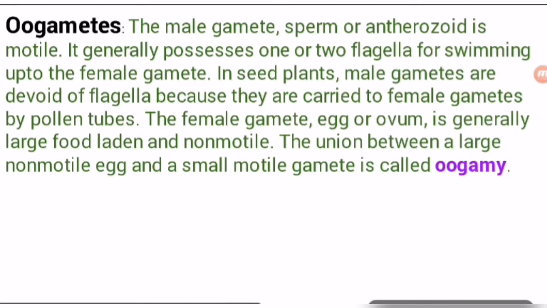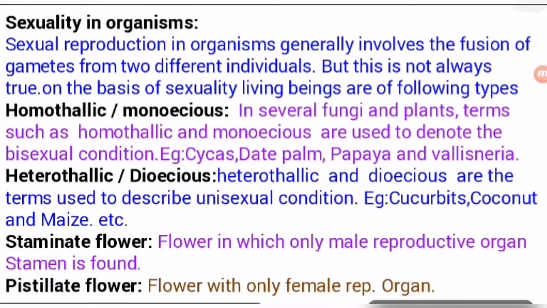So let's discuss more. Students, sexuality in organisms. What is it? Sexuality, what does it mean? In different organisms, sexuality may be different. It means the gametes may form, both gametes in a single organism or in different organisms. So on the basis of it, the sexuality of organisms is different. Let's discuss.